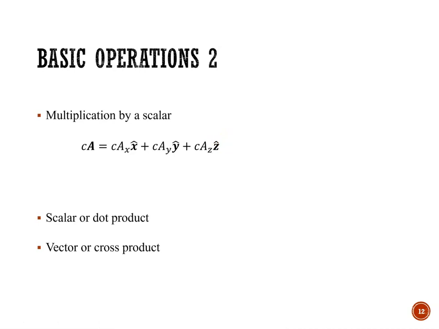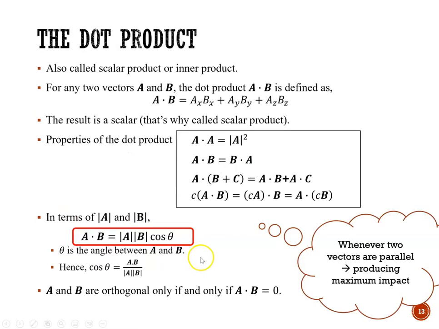Usually when you talk about scalar product and vector product, that is actually referring to dot product and cross product. Now let us look into the dot product. The dot product can also be called the scalar product or inner product. Why is the dot product called the scalar product? It is because the result is a scalar.